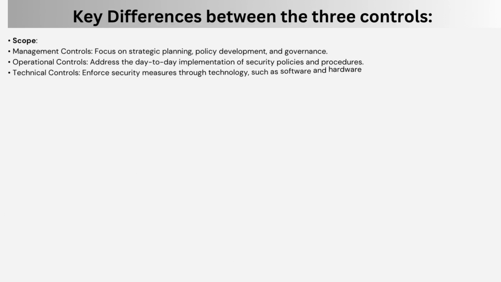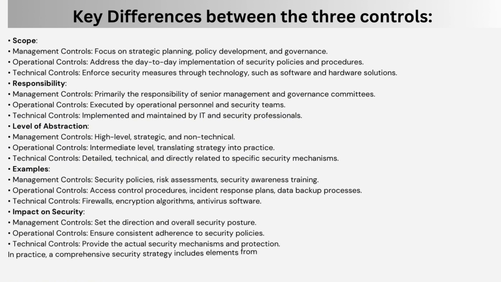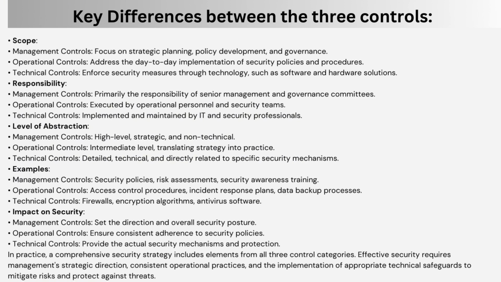So I'll be delving into the key differences between the three controls. Under scope, management controls focus on strategic planning, policy development, and governance. Operational controls address the day-to-day implementation of security policies and procedures. Technical controls enforce security measures through technology such as software and hardware solutions.